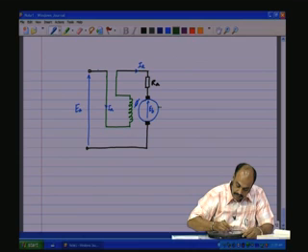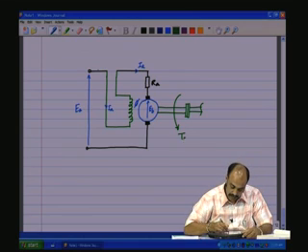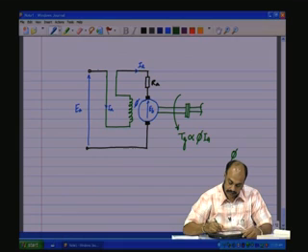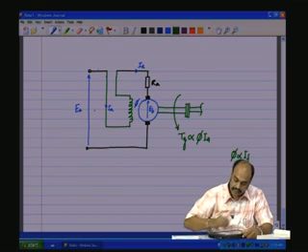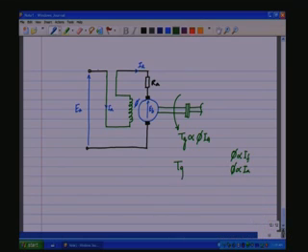And then what happens to the torque at the mechanical side? The torque on the mechanical side that is generated, we know, is proportional to the flux into Ia, but the flux is proportional to the field current, and the field current is the same as Ia. So, flux is proportional to Ia and therefore, the generated torque Tg is proportional to Ia square in the series motor.